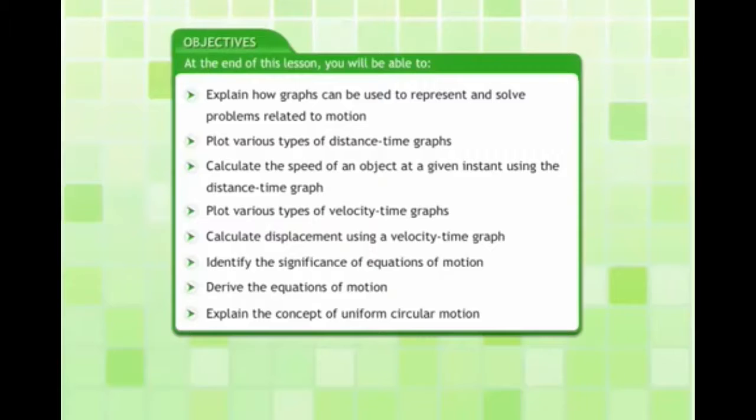At the end of this lesson, you will be able to explain how graphs can be used to represent and solve problems related to motion. Plot various types of distance-time graphs. Calculate the speed of an object at a given instant using the distance-time graph. Plot various types of velocity-time graphs. Calculate displacement using a velocity-time graph. Identify the significance of equations of motion. Derive the equations of motion. And explain the concept of uniform circular motion.